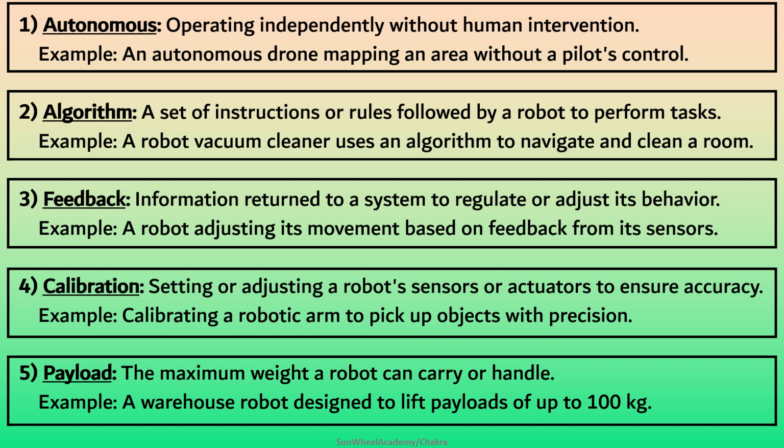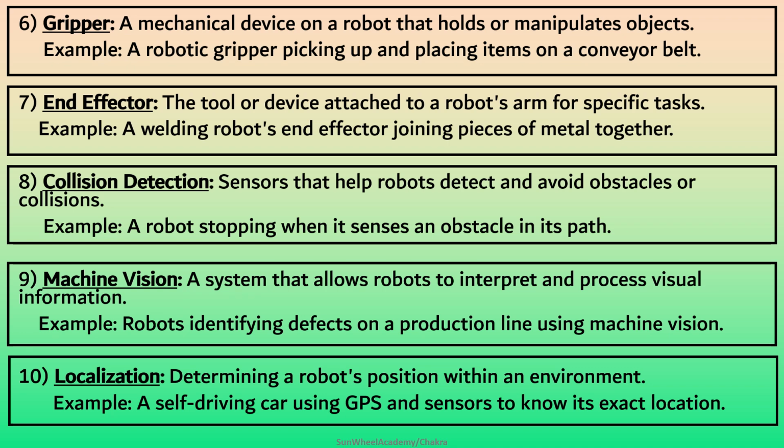5. Payload, the maximum weight a robot can carry or handle. Example: a warehouse robot designed to lift payloads of up to 100 kilograms. 6. Gripper, a mechanical device on a robot that holds or manipulates objects. Example: a robotic gripper picking up and placing items on a conveyor belt.